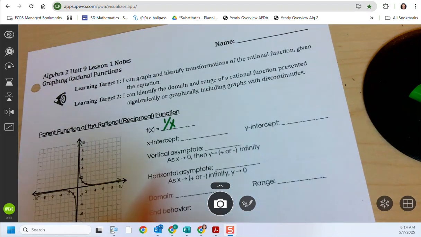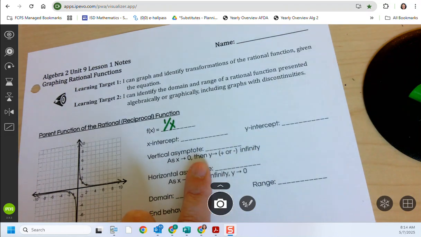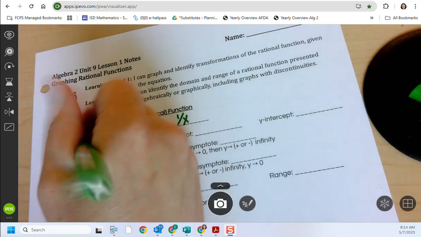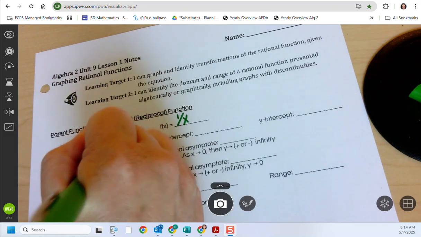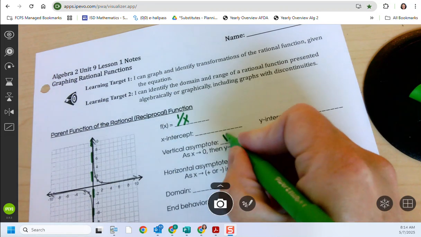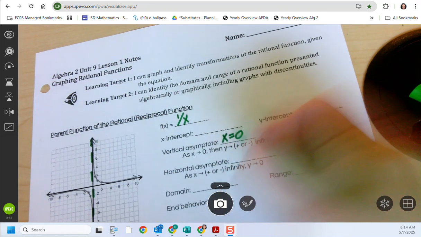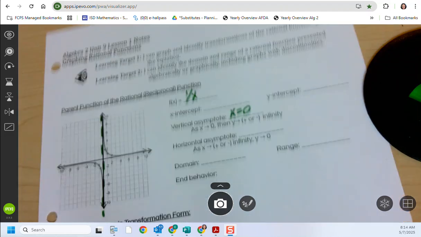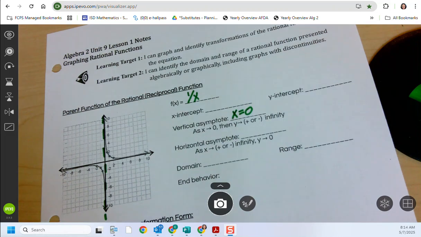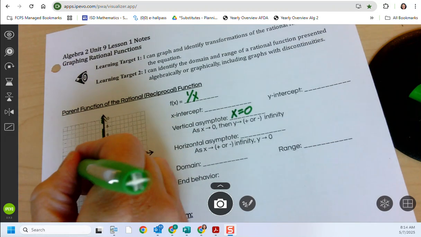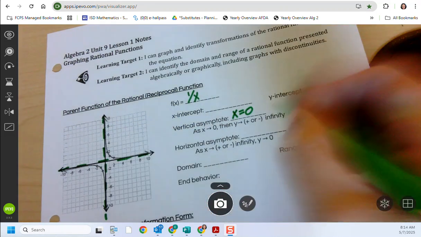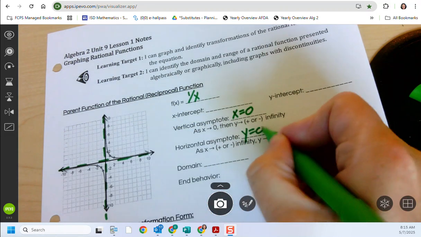Before we talk about the x-intercept and the y-intercept, I want to talk about the asymptotes. Rational functions have both vertical and horizontal asymptotes. So here's your vertical asymptote at x equals 0. I want you to draw it in too, okay? Draw in your vertical asymptote at x equals 0. Notice it goes between the branches. And then your horizontal asymptote also goes between the branches at y equals 0 for your parent function.